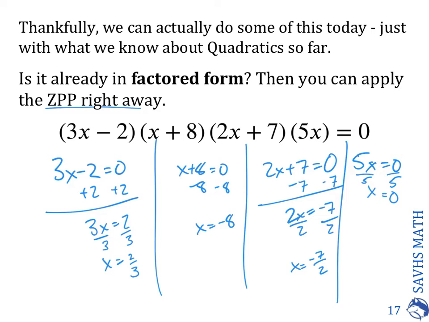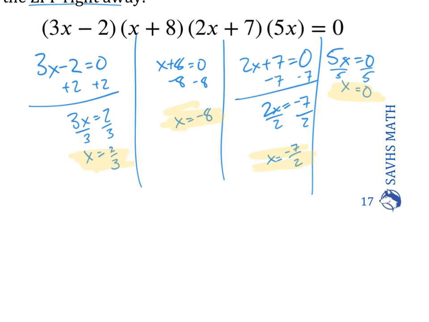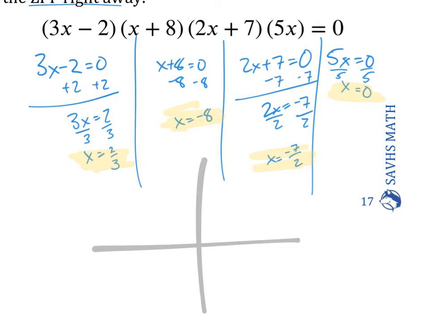Okay, so here are my 4 solutions: 1, 2, 3, and 4. Somehow I have to represent the fact that this graph is going to cross the x-axis in 4 different places. It's going to cross the x-axis at x equals 2/3, at x equals -8, at x equals -7/2, and at 0.